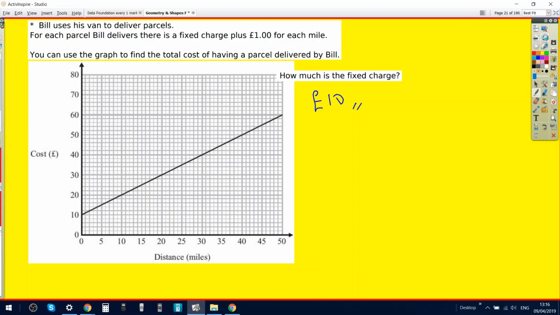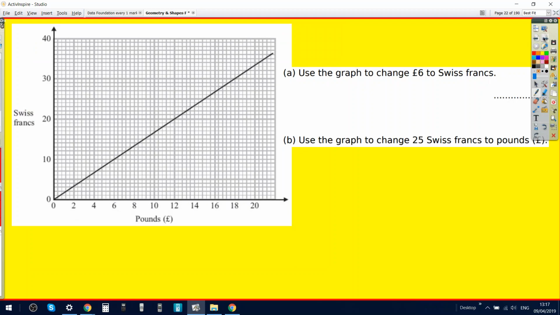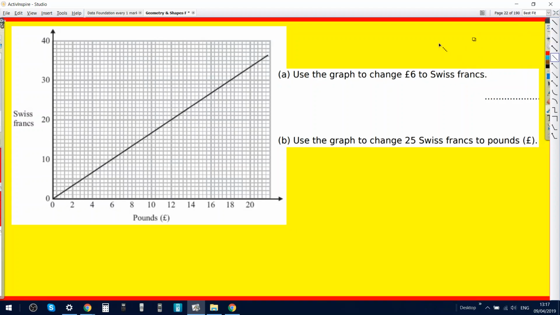You know, there's different types of ways that they do it. Right. What would be part B for this one? Okay. You just have to change 25 Swiss francs to pounds. So you go up there 25. You find 25 on the Swiss francs bit, and you go along, hit the line, and then when you go down, we'll give you the conversion.